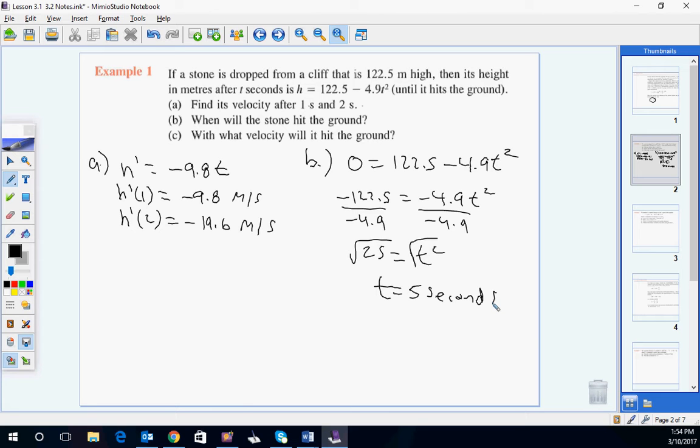And then what's the velocity when it hits the ground? At what velocity is it hitting the ground? We go right back to A, exact same thing, but we're doing 5 now. So h prime of 5 is going to be negative 49 meters per second when it hits the ground. Okay, nothing too new. Essentially, all I want you to get from that first page is that velocity is the first derivative.